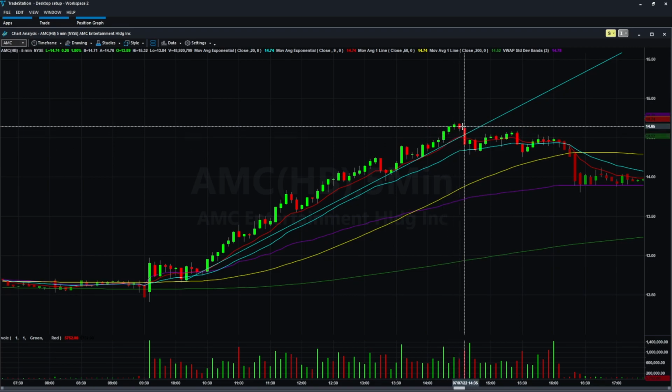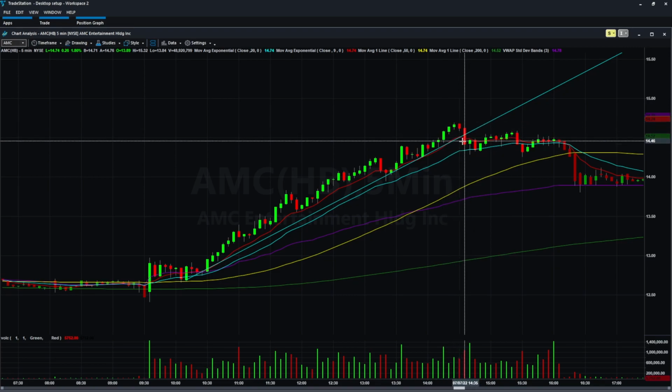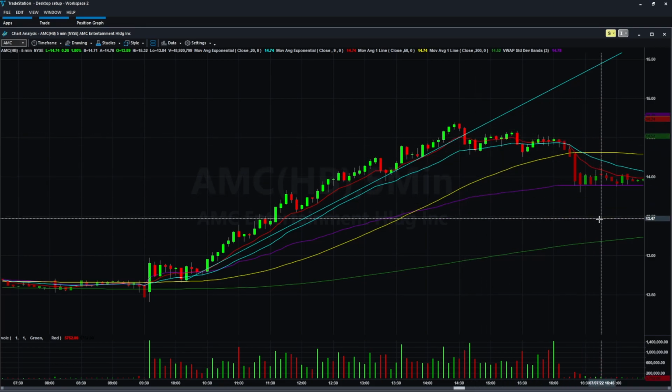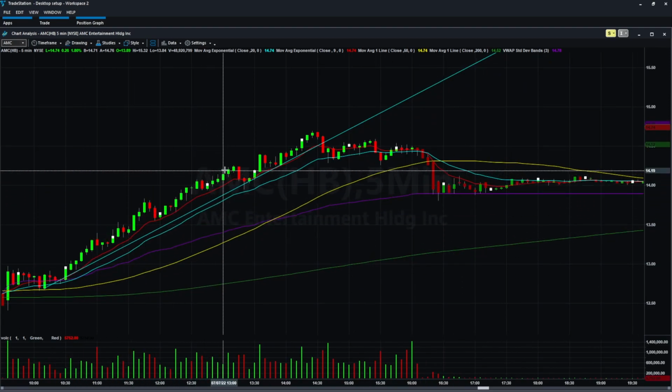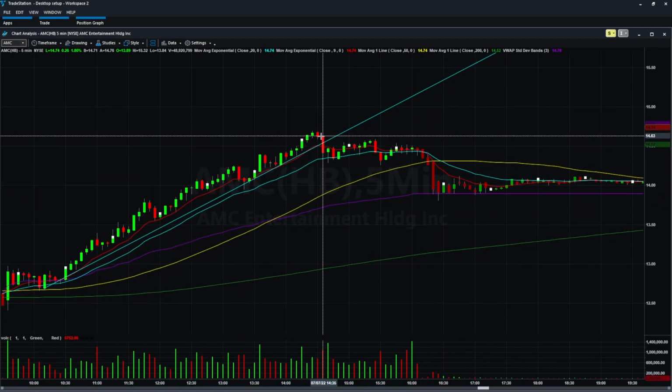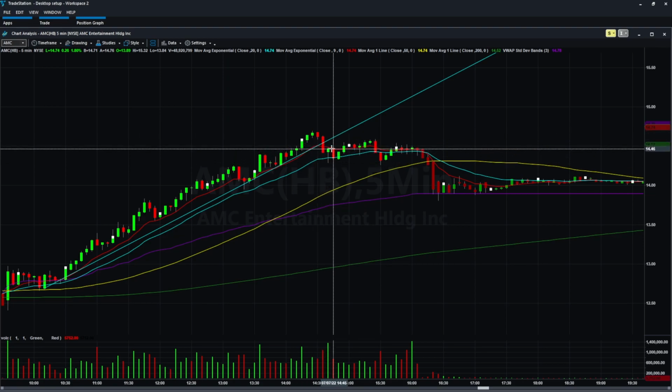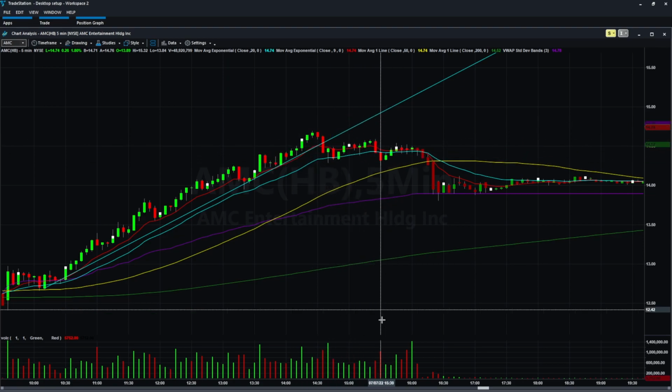And then when it had the big red that went below the overall trend line that had held all day long, it did not go any higher for the rest of the day and started selling off. So as you see, this trend line was very important to AMC all day. And then once it finally broke on this candle right here, it did not go any higher for the rest of the day.